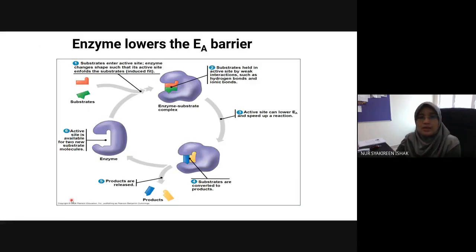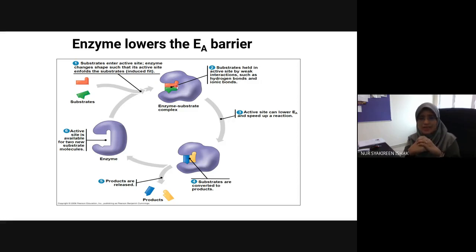Okay, so this diagram shows you how the enzyme lowers the activation energy. Basically, the first one you have here is the substrates. An enzyme can have one or two or even more substrates that bind to the active site. The enzyme changes shape such that its active site enfolds the substrate. So once the substrate enters into the active site of the enzyme, the active site can change so that it fits perfectly with the substrate.